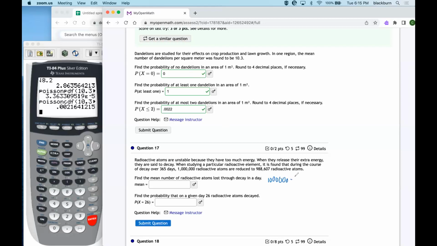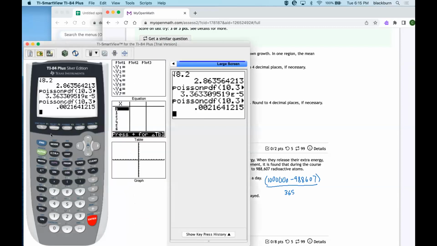One more zero, minus 988,607. That's the decay over 365 days. So to figure out how many happen in one day, I would divide that by 365. Remember, on your calculator, when you do divisions, you always got to encapsulate the entire numerator and entire denominator, or you could end up in trouble.